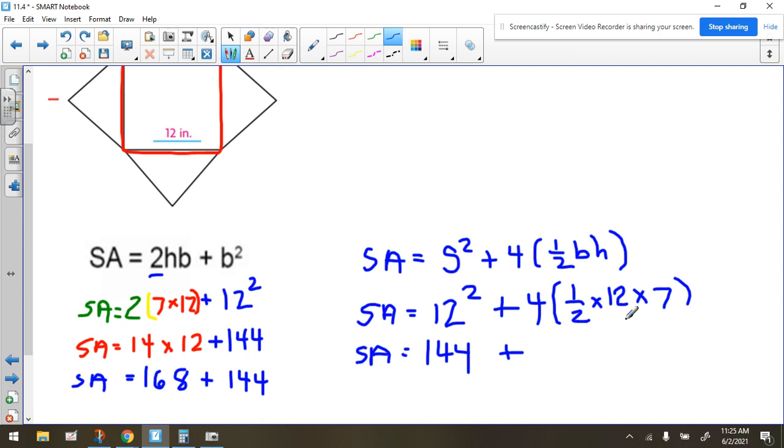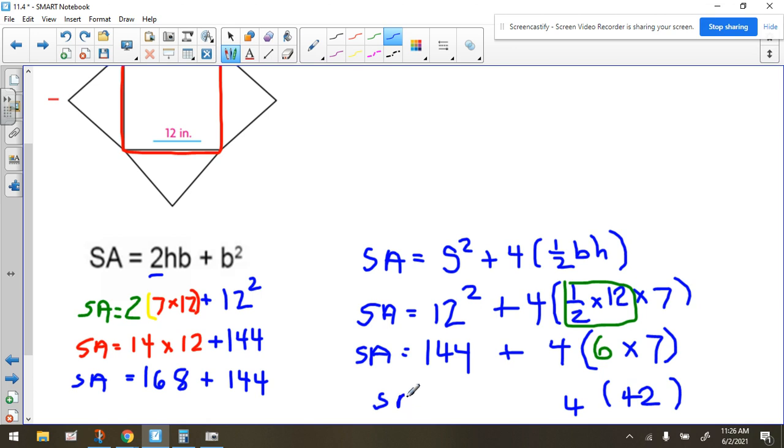All right, so we can multiply this in any order that we want, but let's say we're going to focus on finding the area of one of the triangles first. We might do half of 12 is 6, multiply the 6 times 7, and get the 42, and realize that we have 4 triangles that each have an area of 42.